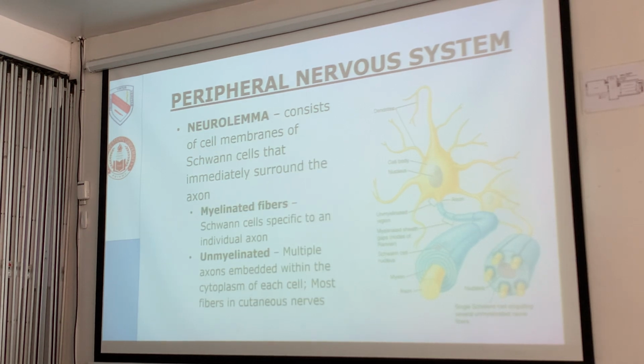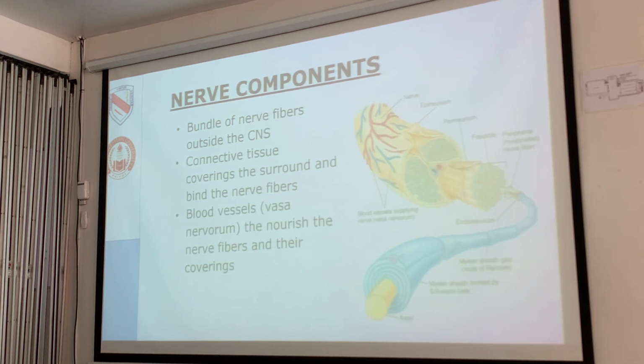What is this neurolemma? It consists of cell membranes of Schwann cells that immediately surround the axon. Myelinated fibers, you have your Schwann cells specific to an individual axon. In unmyelinated fibers, multiple axons are embedded within the cytoplasm of the cell, most fibers in cutaneous nerves. Nerve components: a bundle of nerve fibers outside the CNS, connective tissue coverings that surround and bind the nerve fibers, and the blood vessels, your vasa nervorum, that nourish the nerve fibers and their coverings.